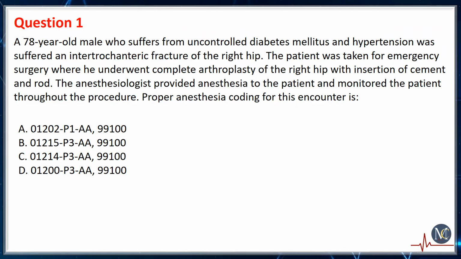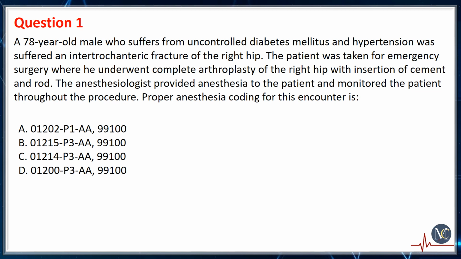Our first question is: a 78-year-old man who suffered from uncontrolled diabetes mellitus and hypertension suffered an intertrochanteric fracture of the right hip. The patient was taken for emergency surgery where he underwent complete arthroplasty of the right hip with insertion of cement and rod. The anesthesiologist provided anesthesia to the patient and monitored the patient throughout the procedure. Proper anesthesia coding for this procedure.